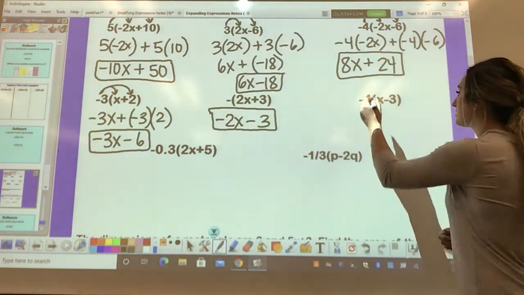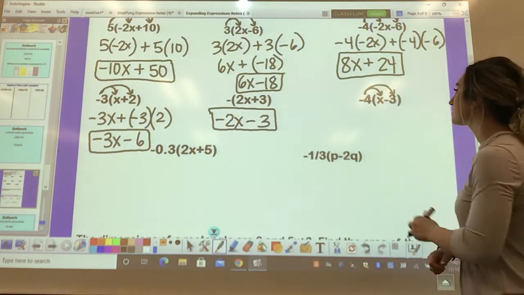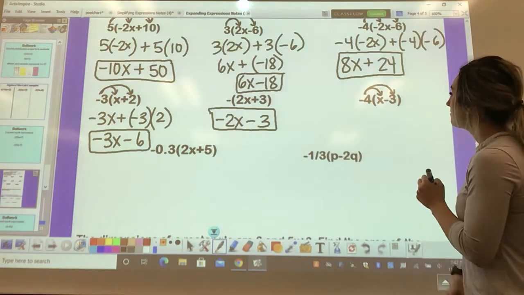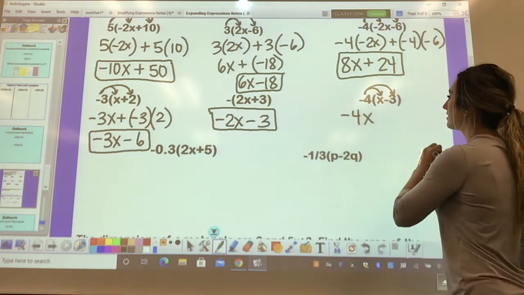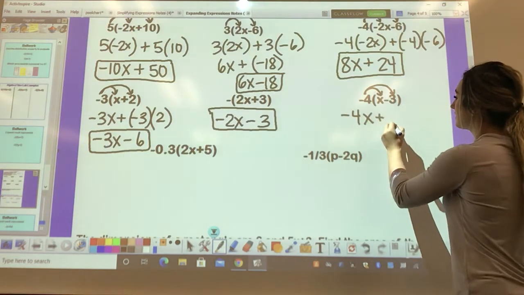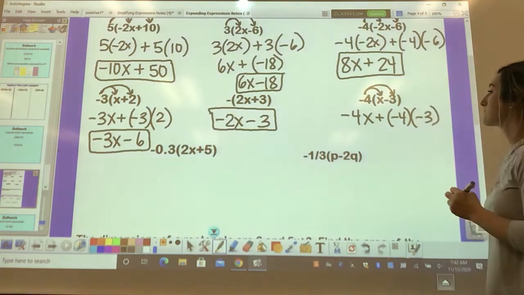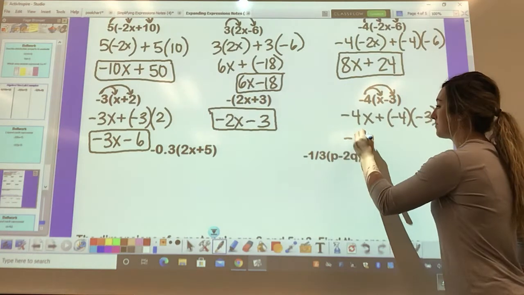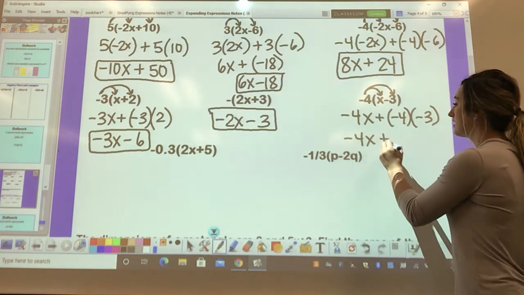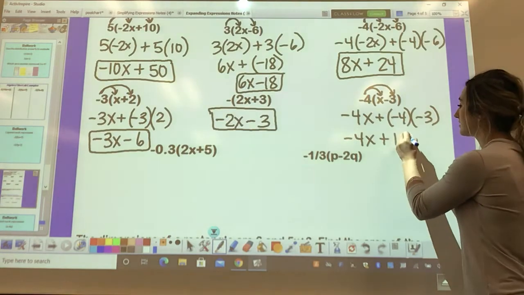Okay, going on to this next one, negative 4 will distribute into each of these terms. We have negative 4 times x plus negative 4 times negative 3. So again, the negative 4x just stays the same. It's already being multiplied. And then plus negative 4 times negative 3 is positive 12.